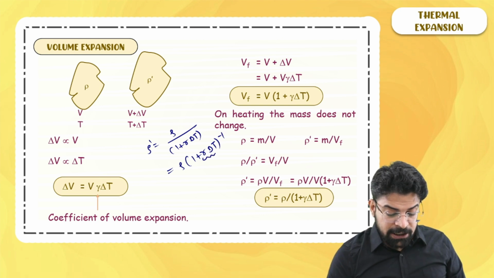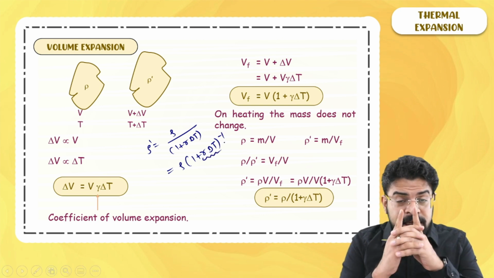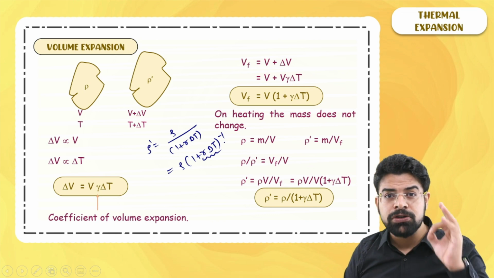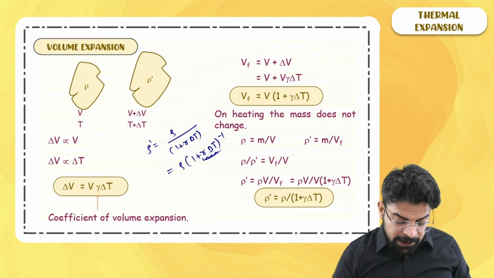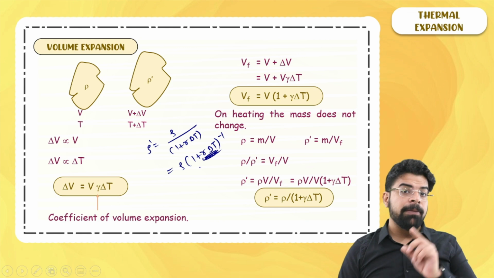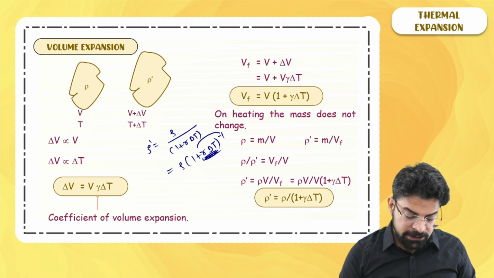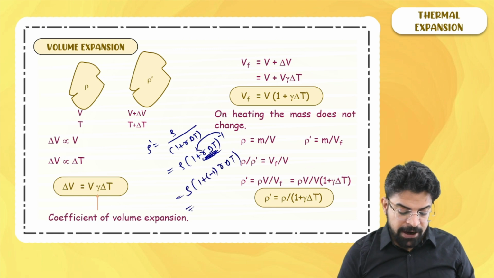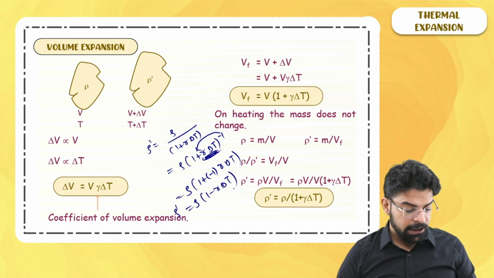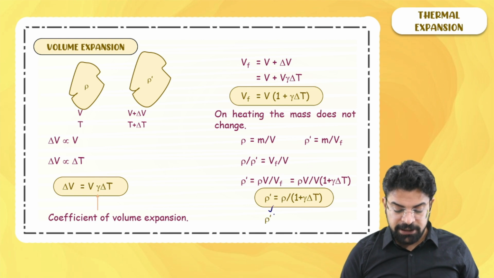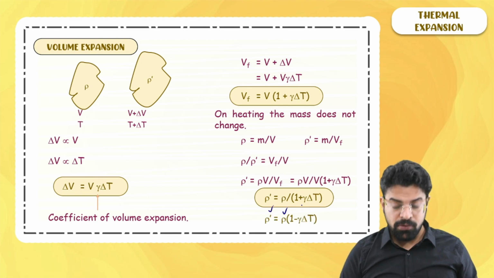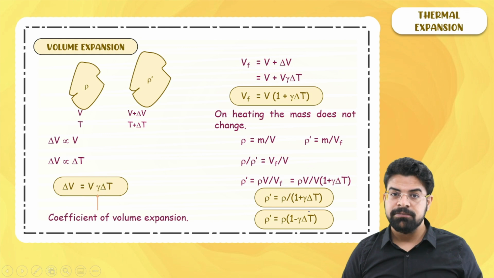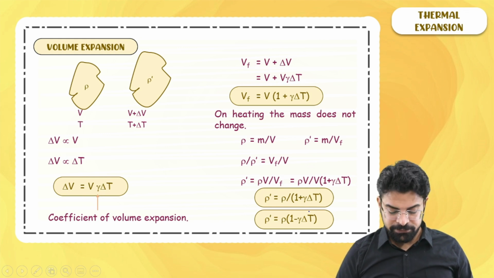If gamma delta T is less than 1, because I said at the very beginning we are talking about small temperature changes, if gamma delta T is less than 1, you can apply binomial approximation and bring this minus 1 in front. So that can be written as rho times (1 plus minus 1 into gamma delta T), or the final density rho dash equals initial density rho into (1 minus gamma delta T). So we can even write the final density rho dash to be equal to original density rho into (1 minus gamma delta T). That's all, simple thing, right?